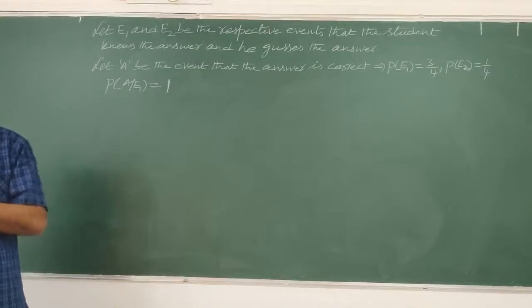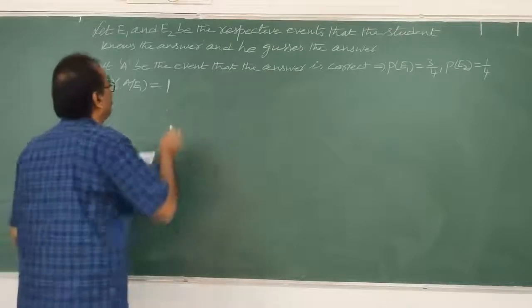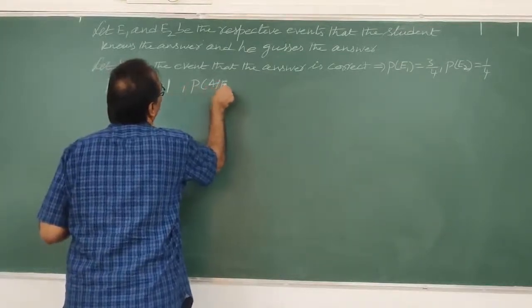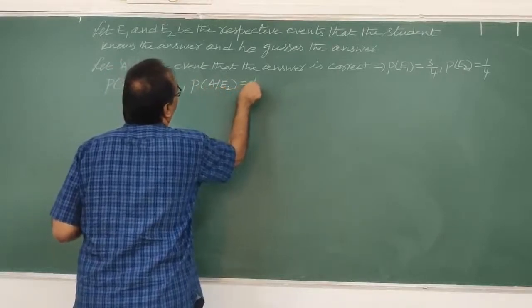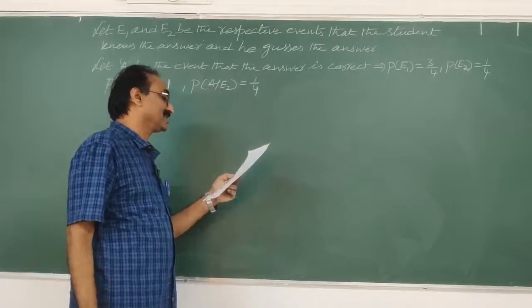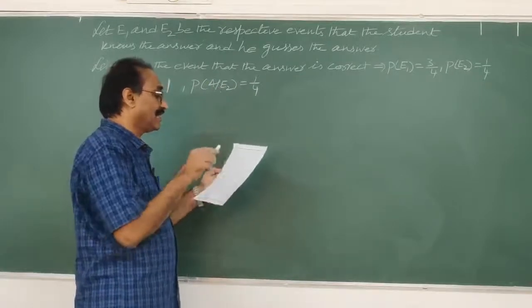P of A given E2 is how much? 1 by 4. P of A given E2 is 1 by 4. Is it given or not? We will see first. It is given. I will read once again.